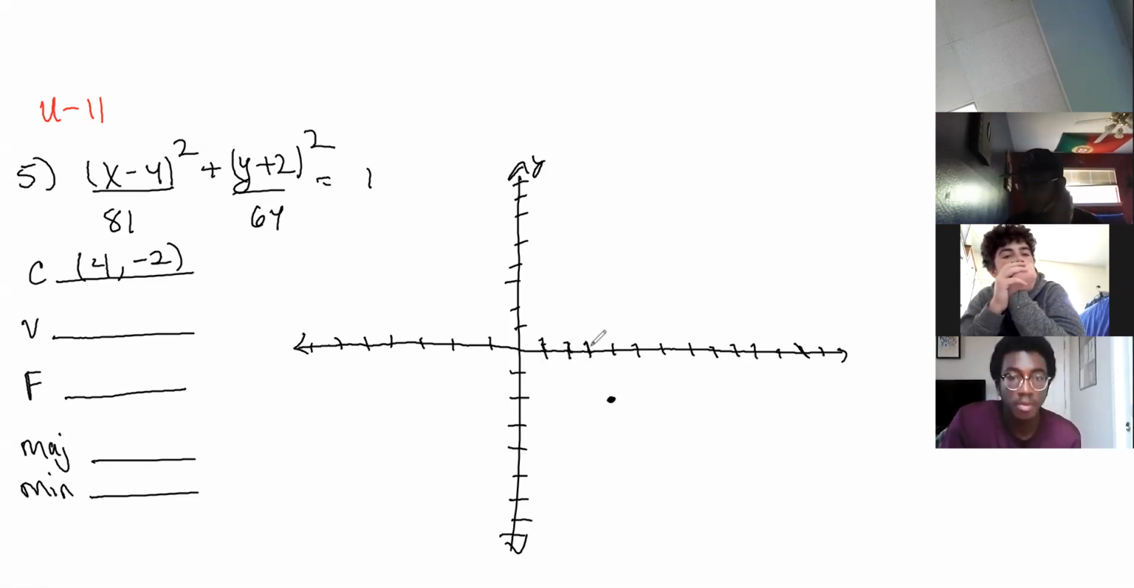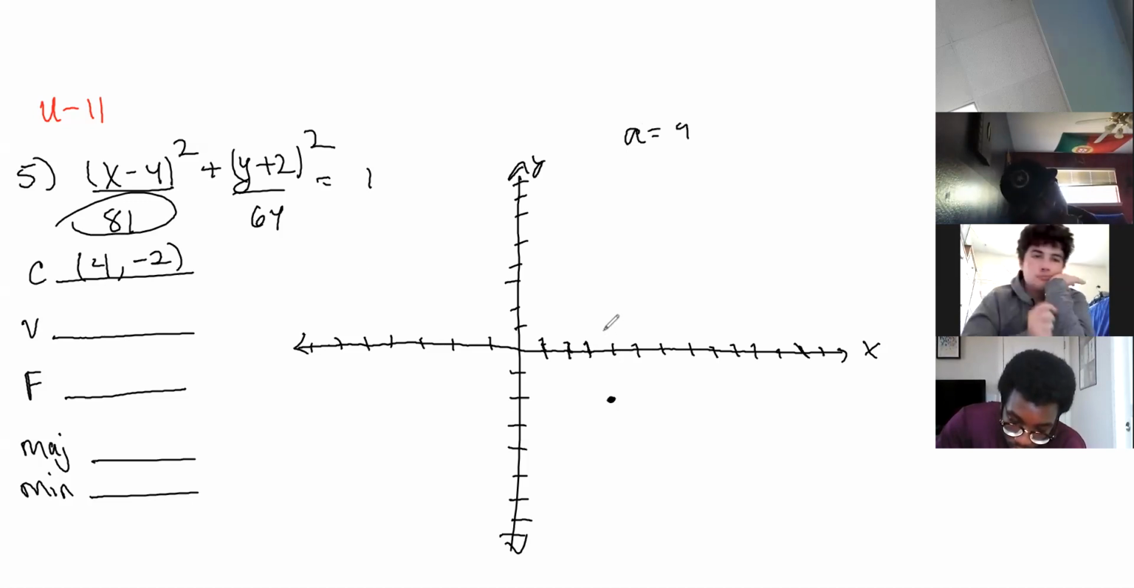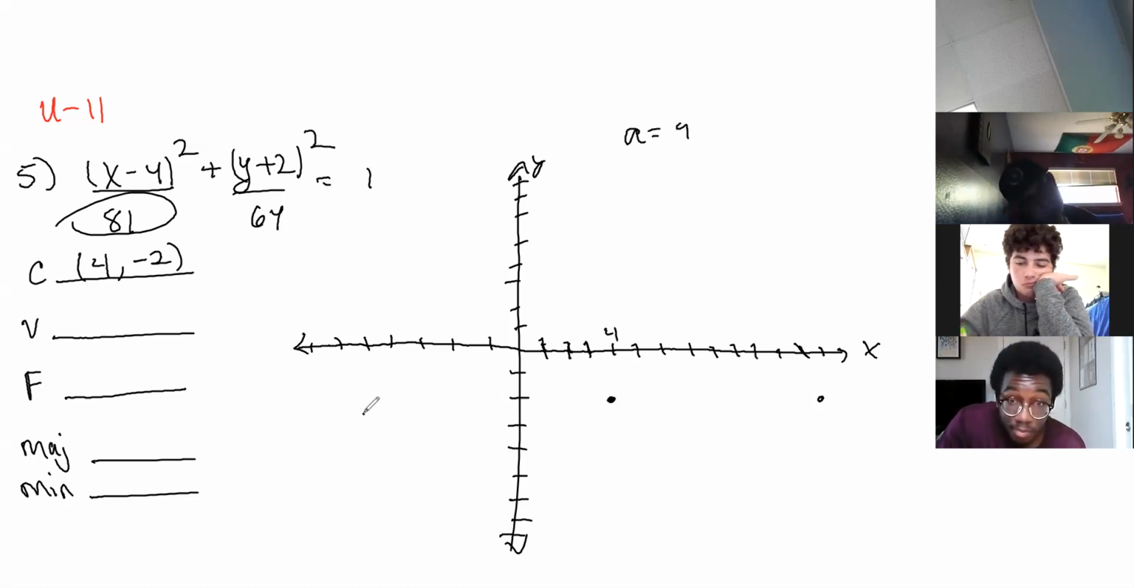Right and left is whatever's under the X, because right and left is the X axis. So how far right and left would I be moving? And it's not 81, it's what? 9. So 1, 2, 3, 4, 5, 6, 7, 8, 9. Does that make sense?